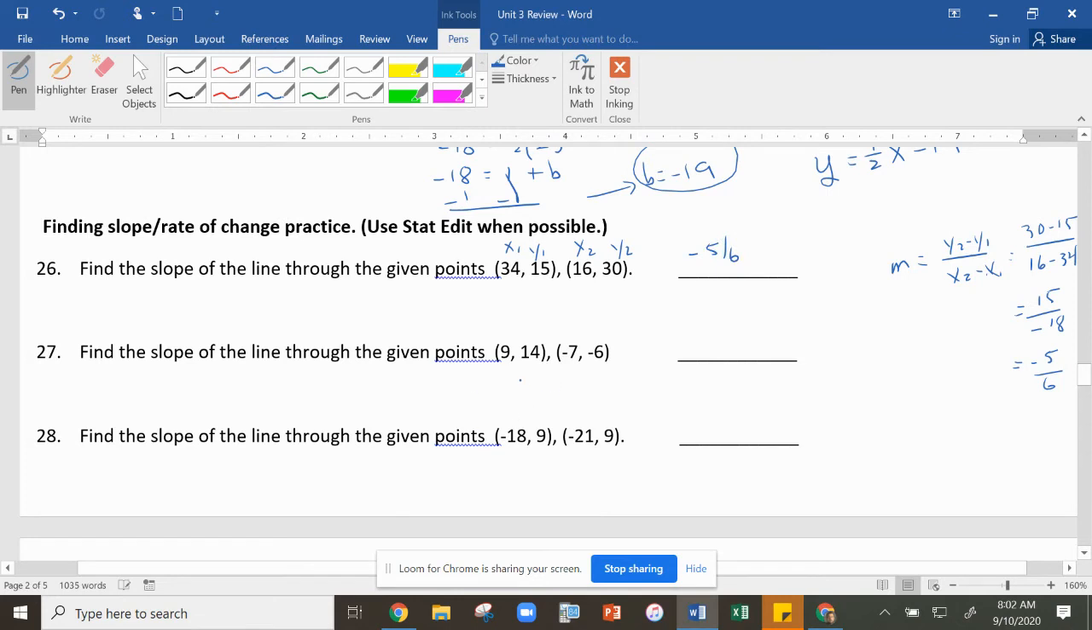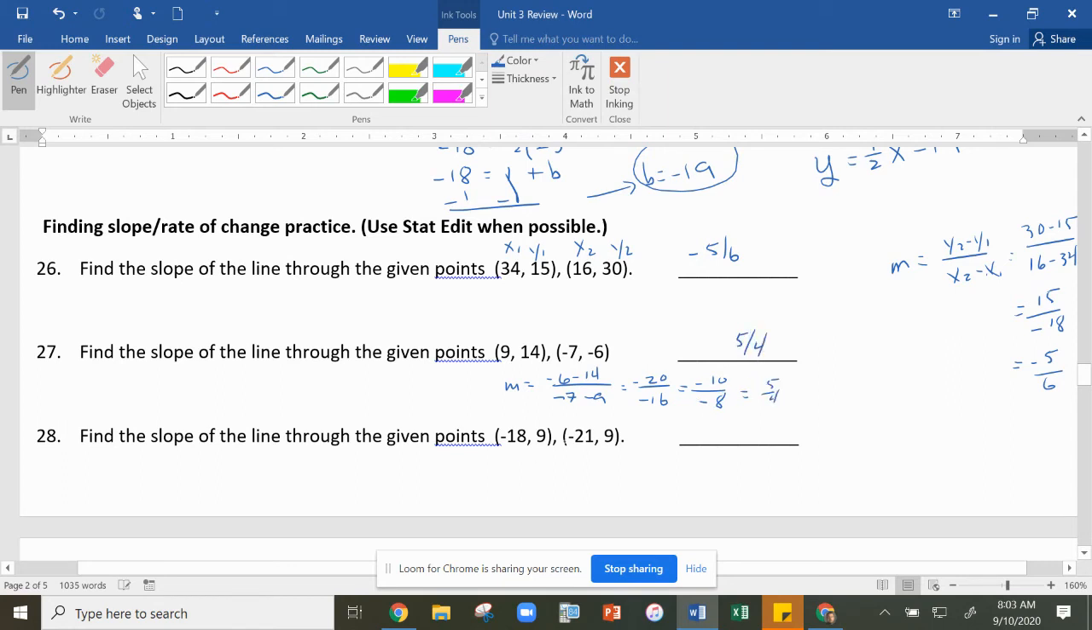Same thing on this one. We would get our slope is -6 minus 14 over -7 minus 9. That's -20 over -16, which reduces down to -10 over -8. We can get rid of the negatives now. It's going to be 5 over 4.